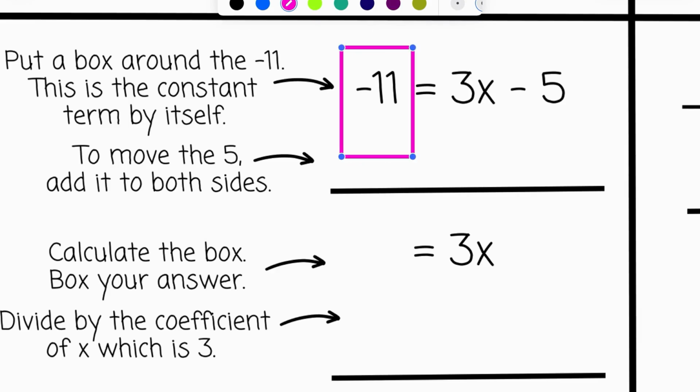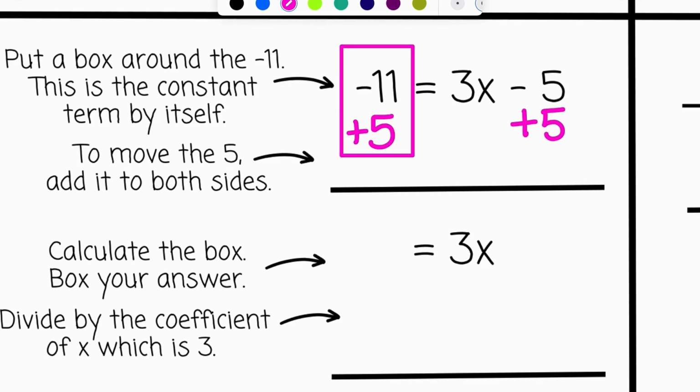On the other side, I have 3x and minus 5. We always do our adding or subtracting first, so I need to undo subtracting 5, and the inverse would be to add 5. So I'm going to put plus 5 here to make a 0 pair and in my box. Okay, 0 pair, so it's gone. Calculate the box. Negative 11 plus 5 equals negative 6. And then bring down the 3x from the right side of the equation.